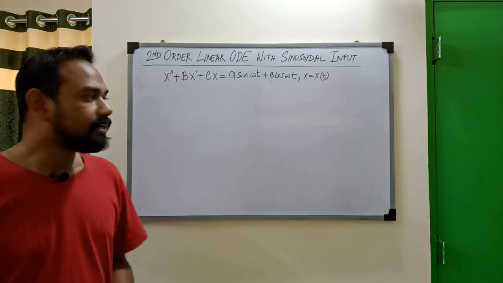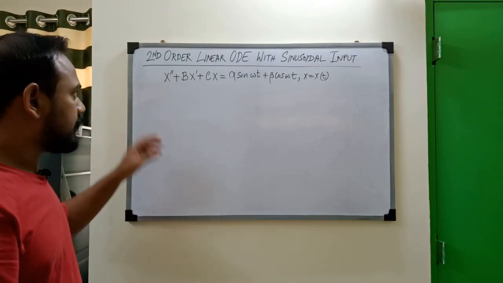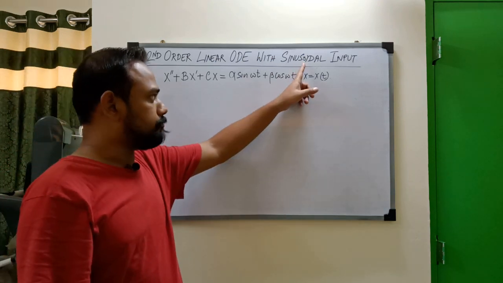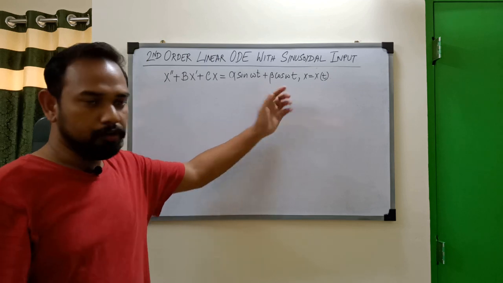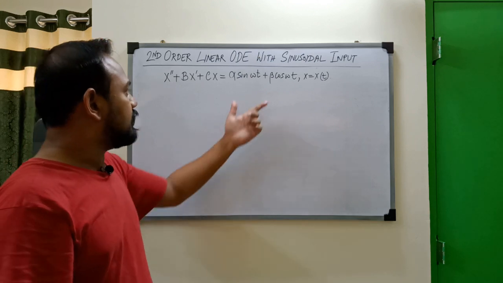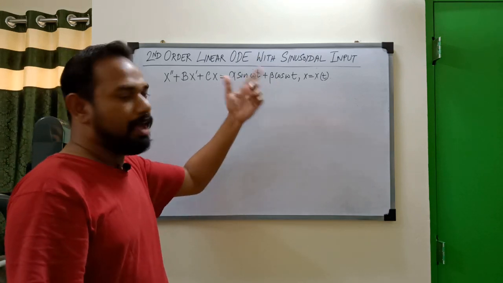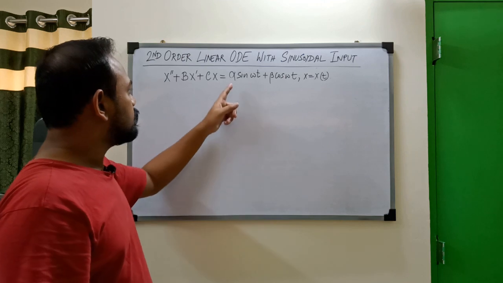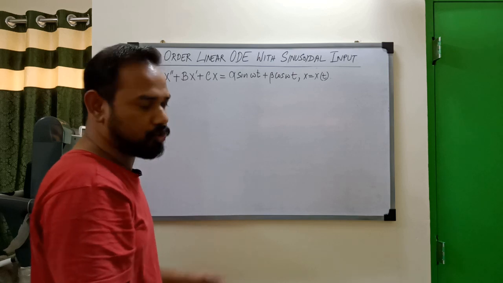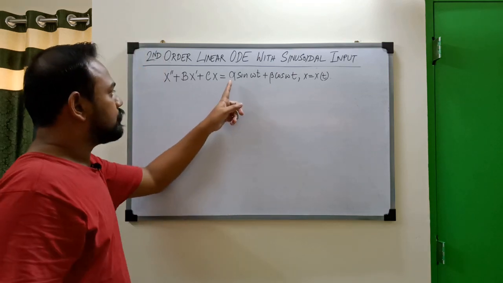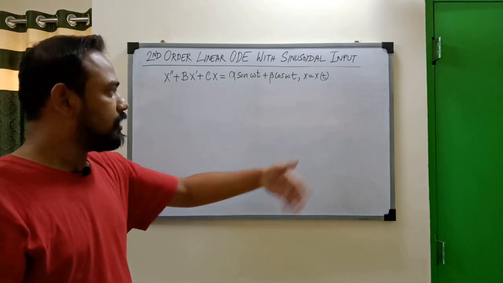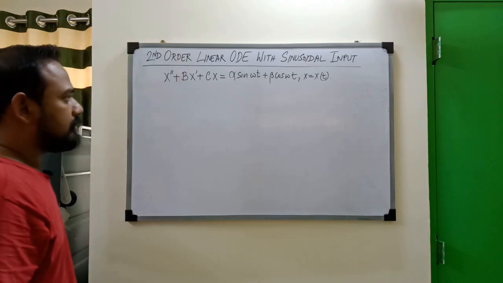Hi, so welcome back. In this lecture, we will learn about second order linear ordinary differential equations with a sinusoidal input. In other words, the external force on the system which gives rise to this second order linear ODE is in the form of a wave, a sinusoidal wave, with amplitudes alpha and beta, a superposition of two waves really. So alpha and beta are constants. Omega is the frequency with which the interference happens in the system.